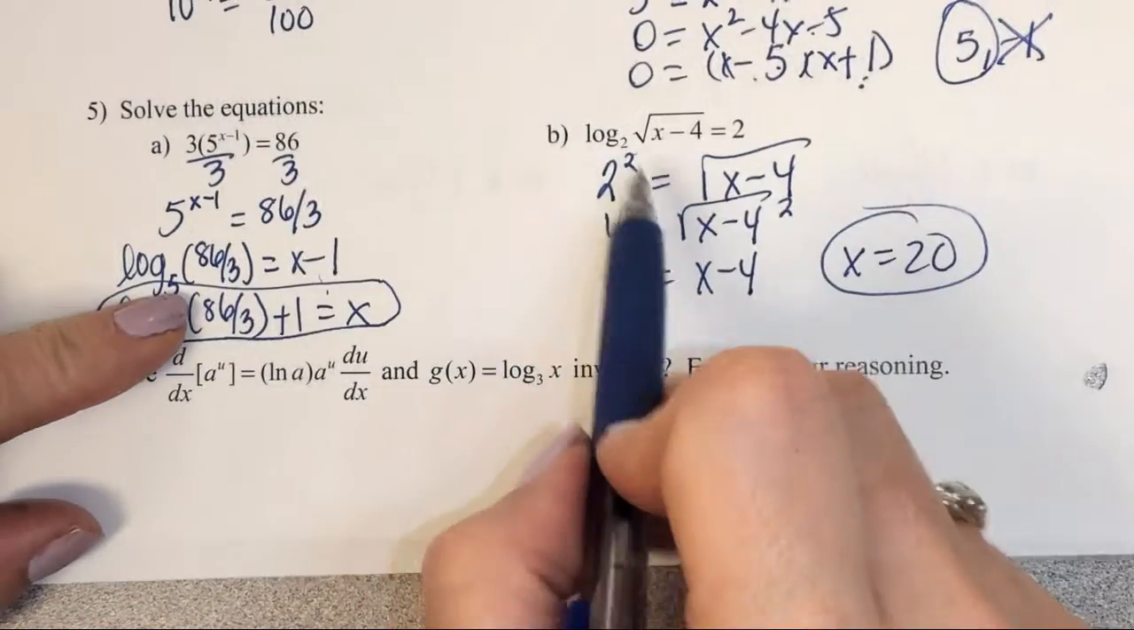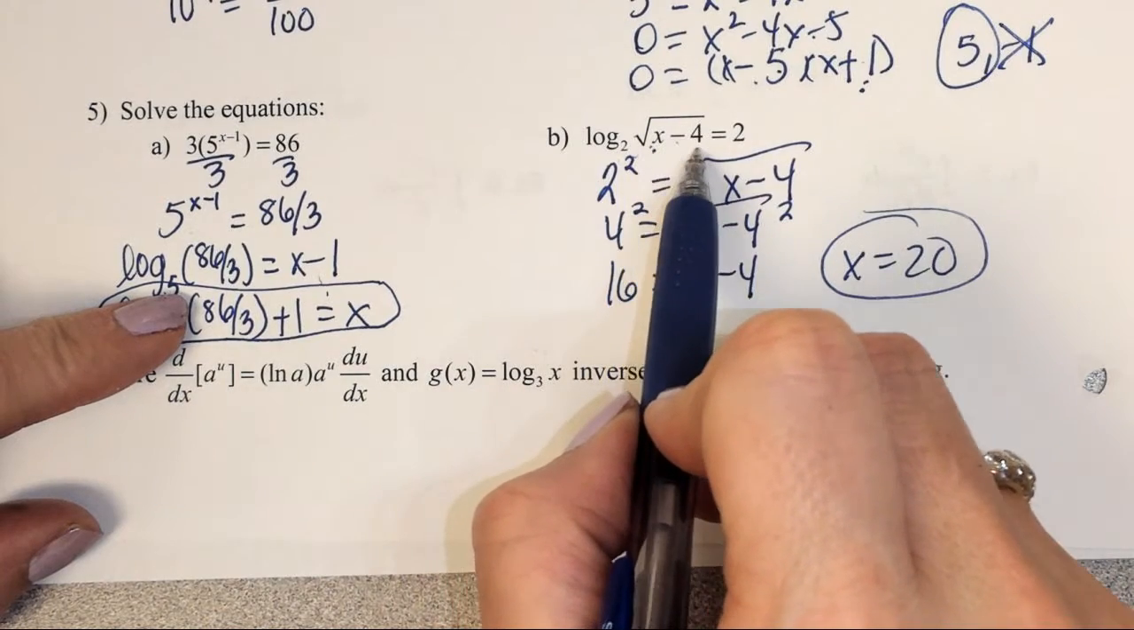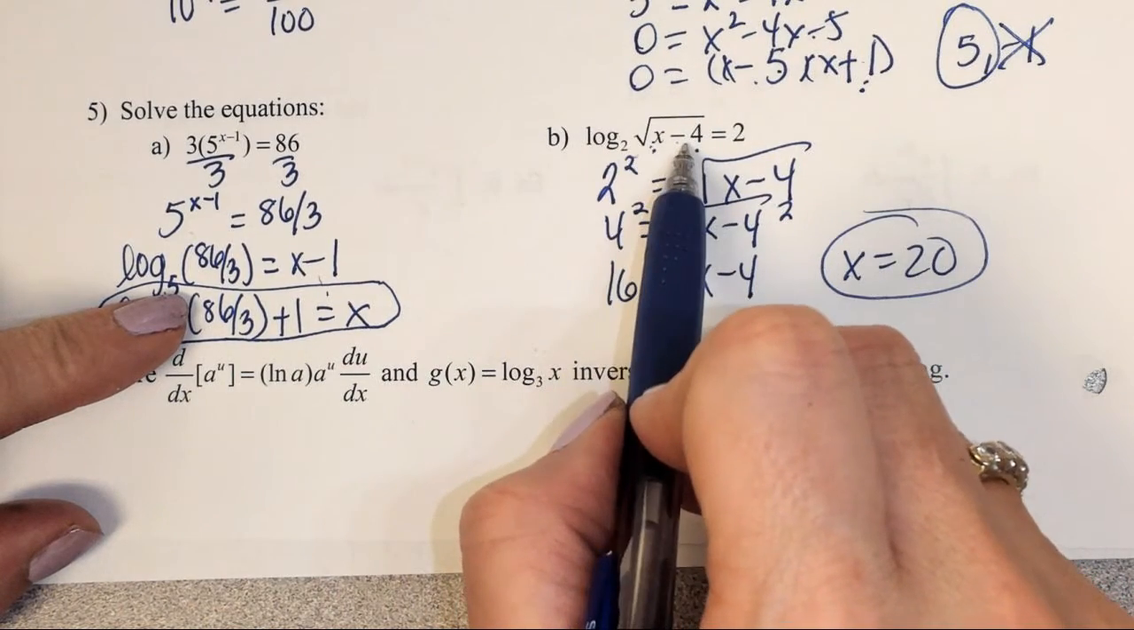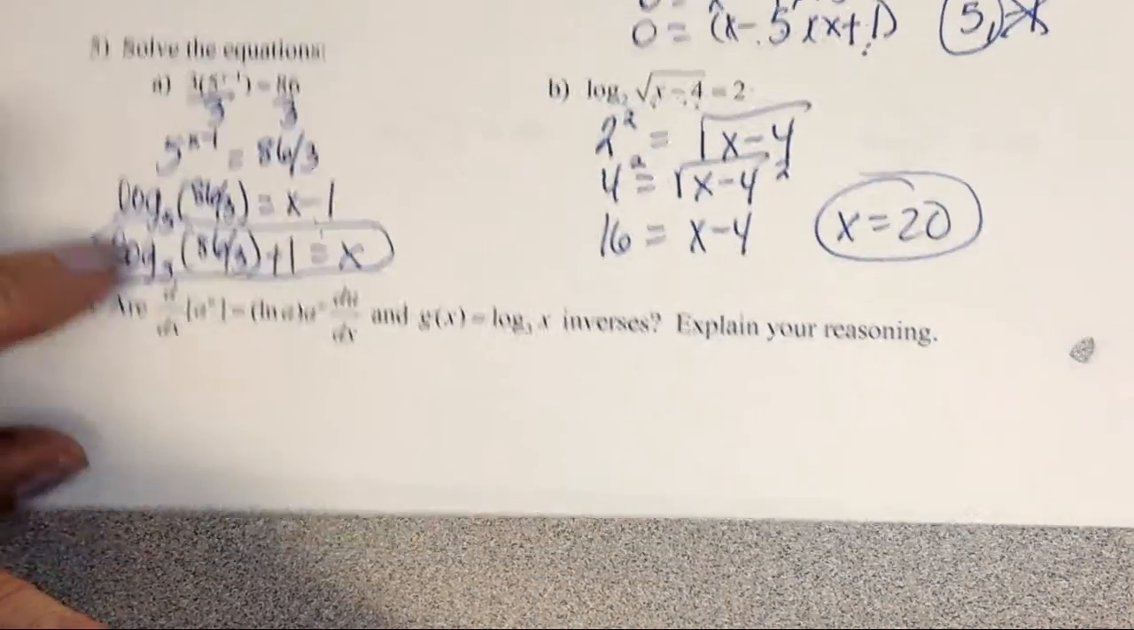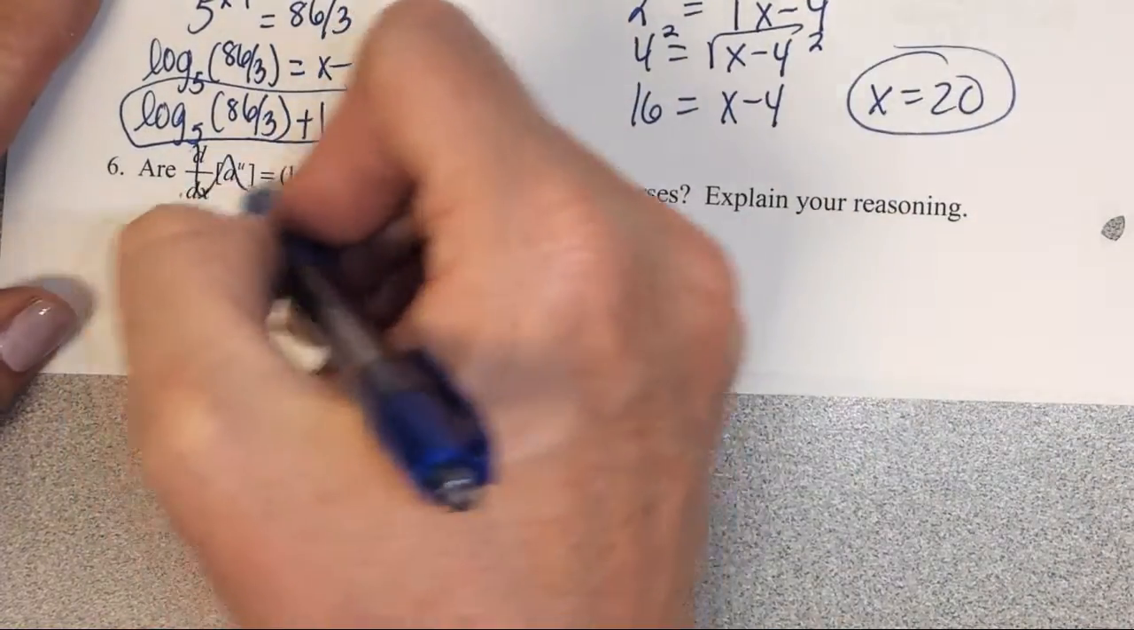And I should just check, am I allowed to use 20? Well, 20 minus 4 is 16. Square root of 16 is 4. 2 to the second is 4. That works out.